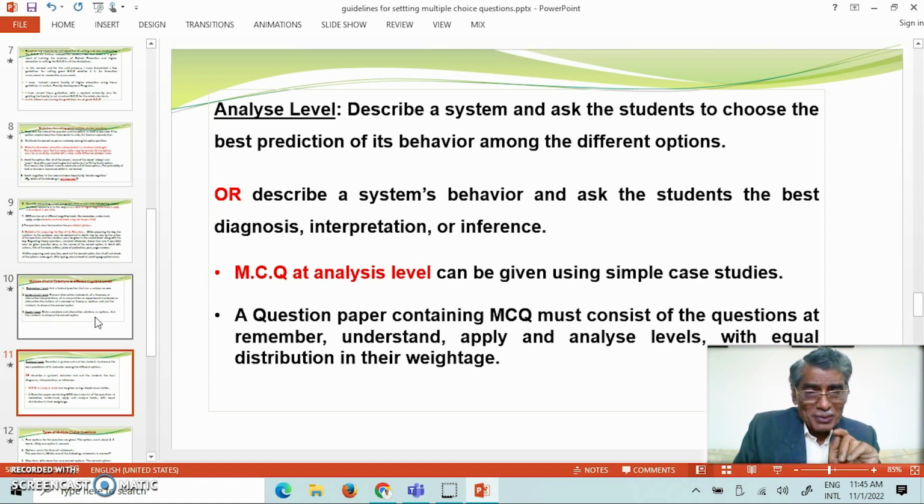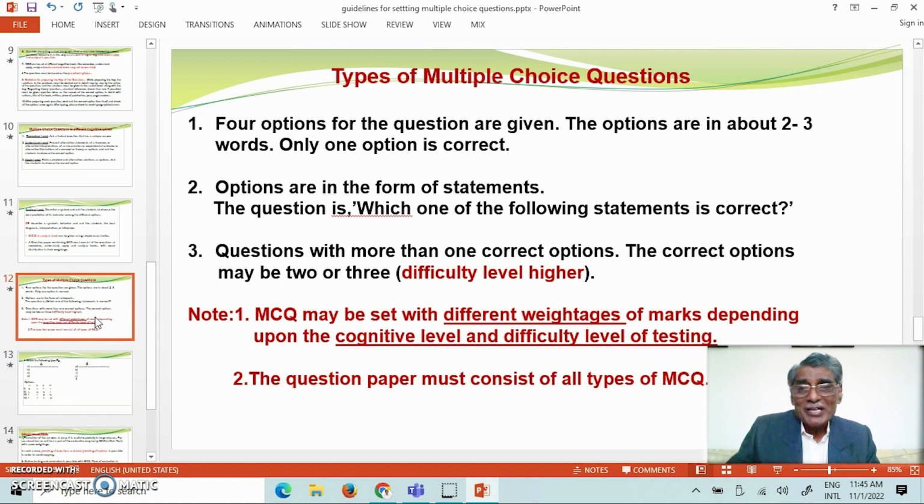A question paper containing MCQ must consist of questions at all the cognitive levels with equal distribution in their weightage. Now let us see different types of multiple choice questions. First type, 4 options are given. The options are in about 2 to 3 words, only one option is correct.